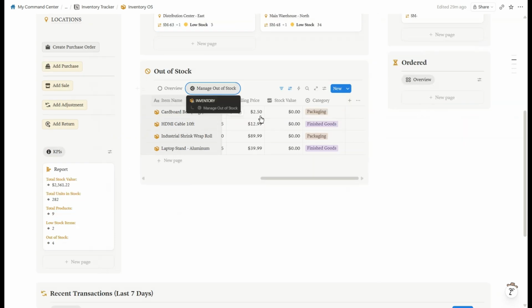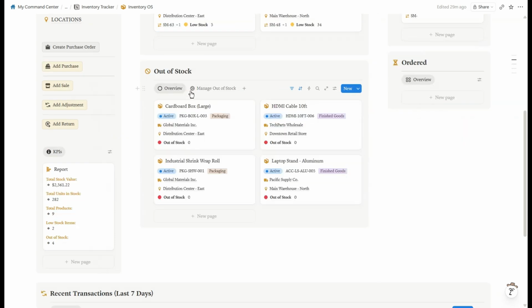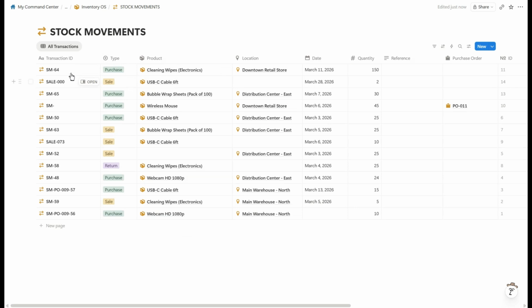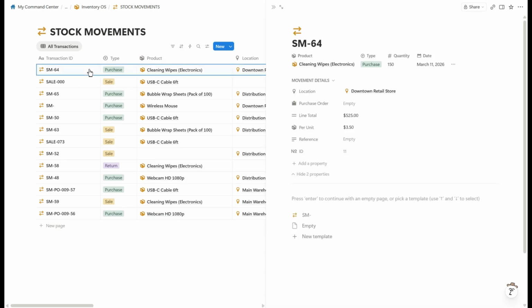Stock movements is the activity log behind your inventory. Every purchase, sale, adjustment, or return can be recorded here. Each movement connects back to the product, location, and purchase order when needed. This is what keeps the system accurate. Instead of editing stock numbers directly, you record what happened, and Inventory OS turns those transactions into useful inventory data.